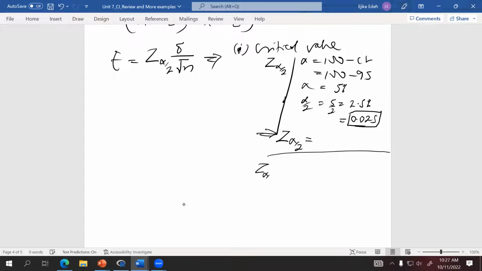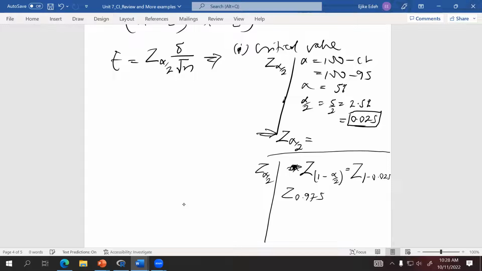if I'm again looking for Z alpha over 2, I've gotten alpha actually. Z alpha over 2 should mean the same thing as Z of the value I have at 1 minus alpha over 2. So that will be Z at the value of 1 minus 0.025. That will be the Z value that has the area of, can you help me with this? 0.975. 0.975, thank you.